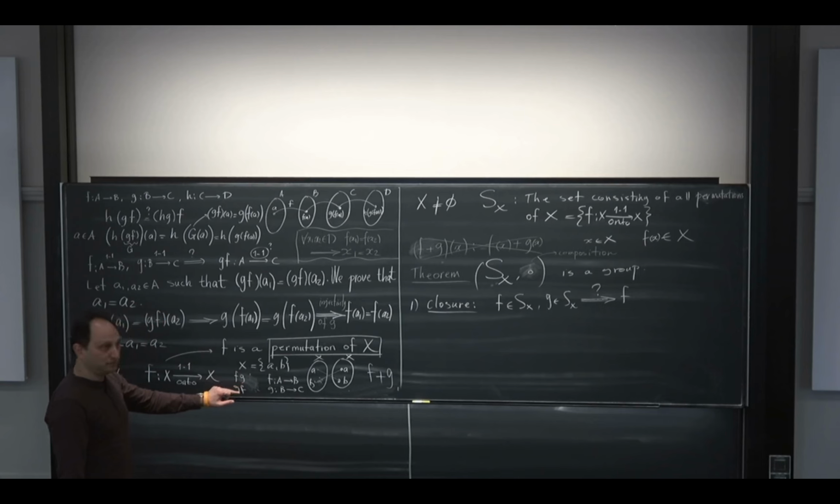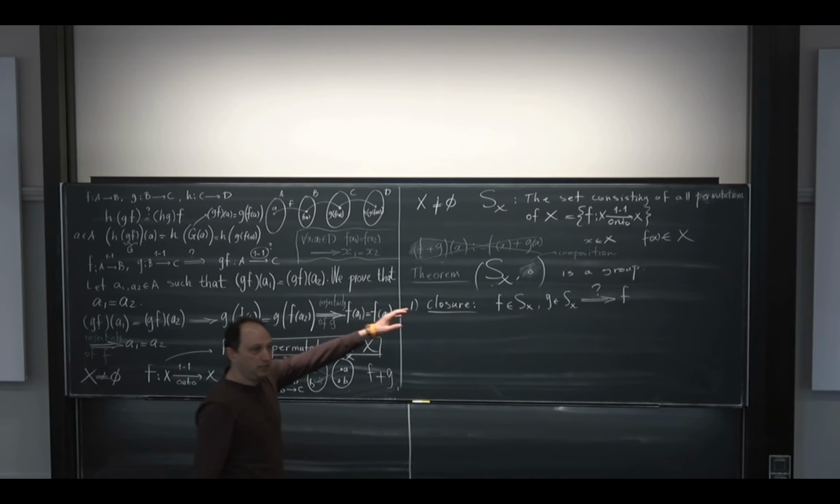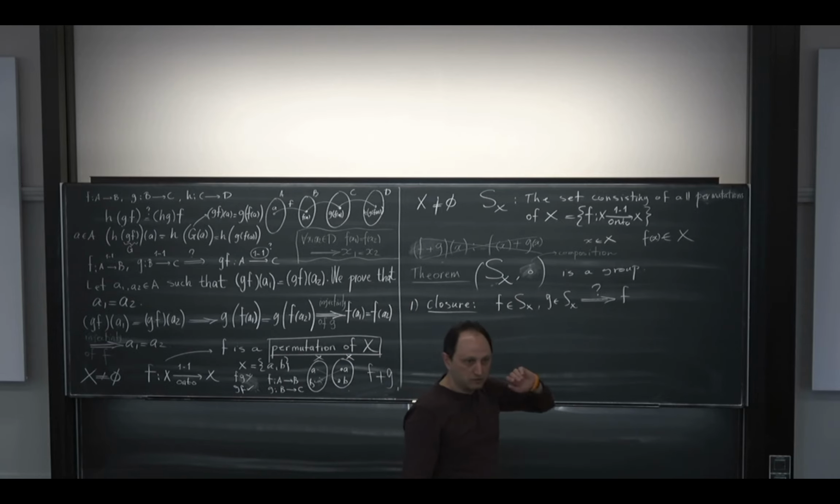No, the second. G after F, yes? Because F takes something from A to B and G receives something from B and then takes it. So this is meaningful in that case, this is meaningless. But this does not happen here because it goes from X to X. Okay, it is composable in any direction, yes?